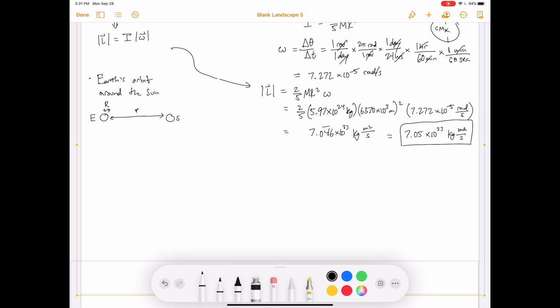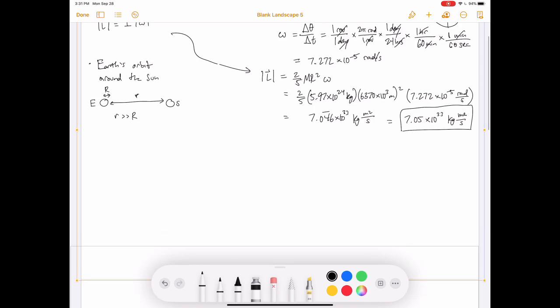Now, the distance between Earth and the sun is a lot bigger than the radius of the Earth. Okay, the radius of the Earth is about 6,000 kilometers. The distance between Earth and the sun is like 150 million kilometers. So way bigger than the radius of the Earth, which means we can treat the Earth as a point mass that orbits the sun.